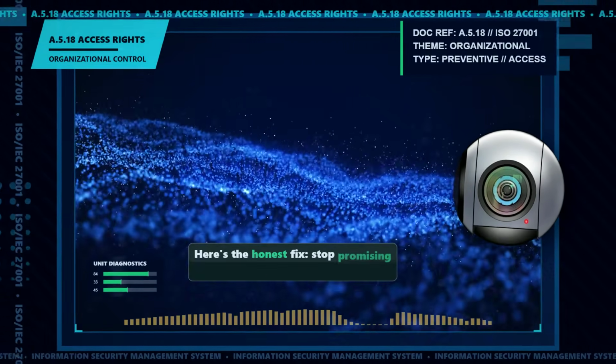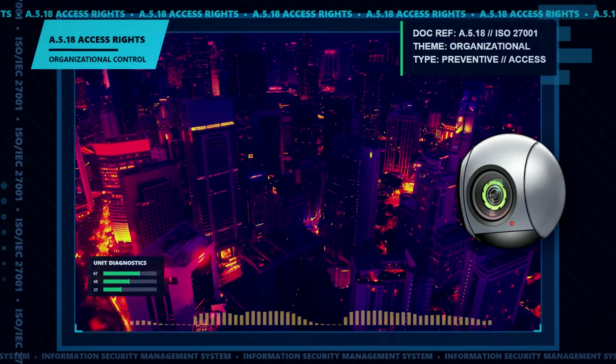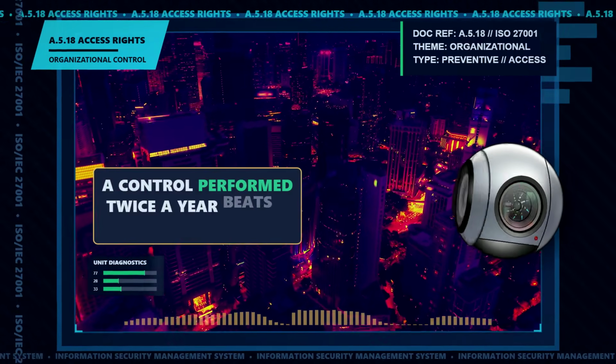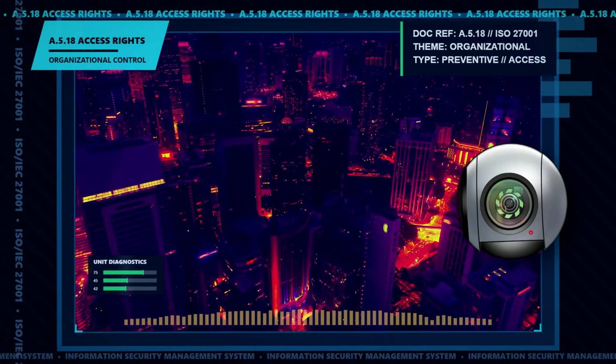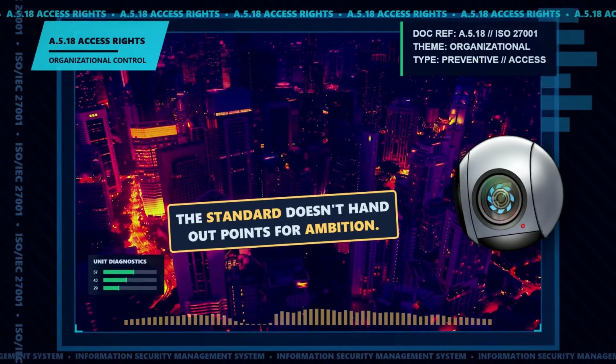Here's the honest fix. Don't write quarterly. If you're going to do it annually, write what you'll actually do, and then do that. A control you perform twice a year and can prove beats a control you promised 4 times a year and ghosted. The standard does not hand out points for ambition.